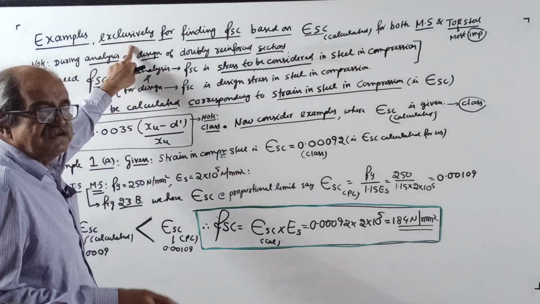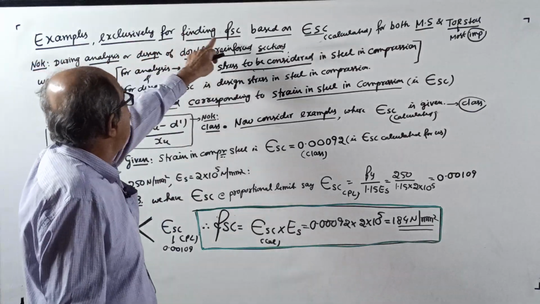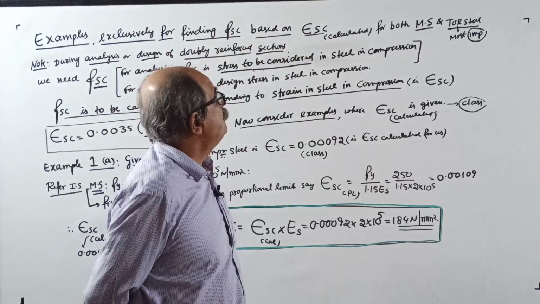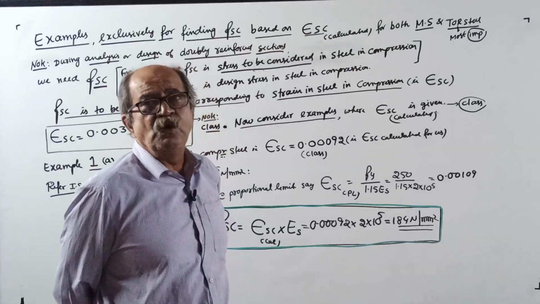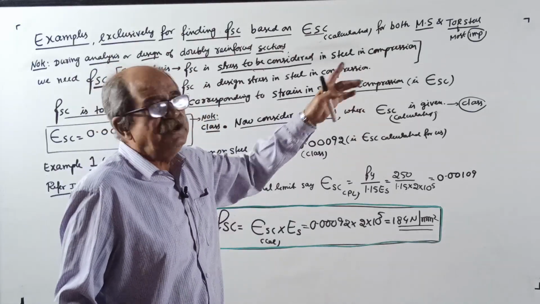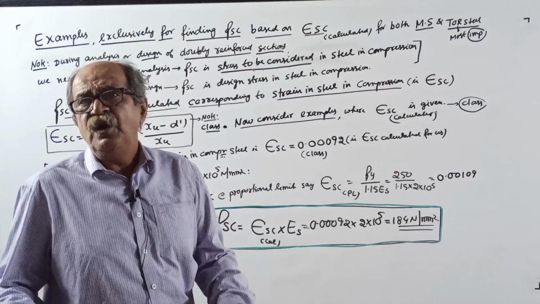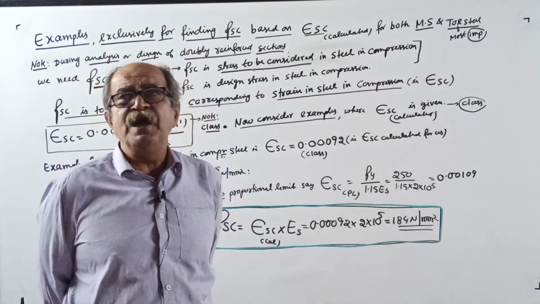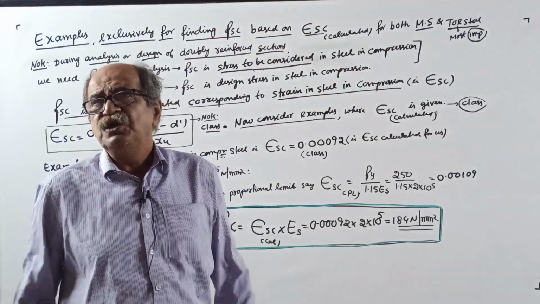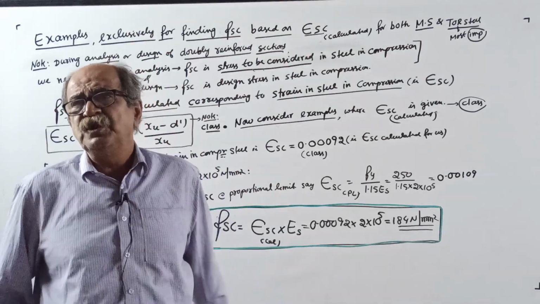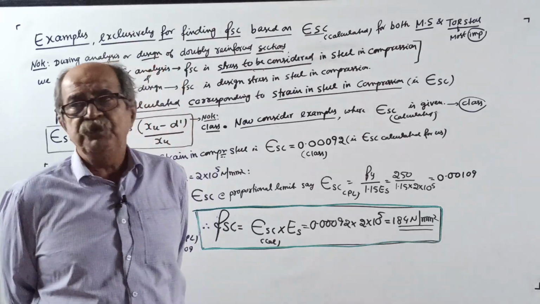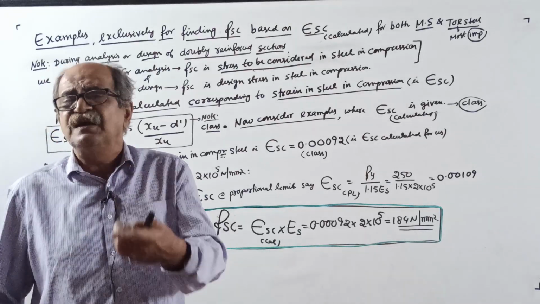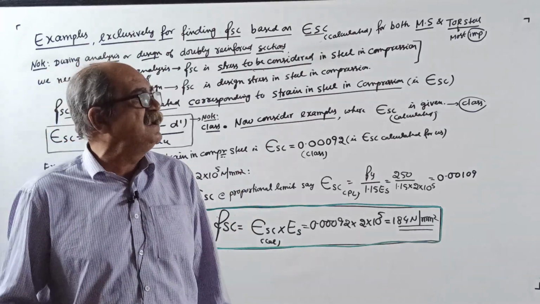Examples exclusively for finding FSC based on epsilon SC calculated for both mild steel and torch steel. Of course, I told torch steel is more important. Now, write the purpose. Once you go through this class thoroughly, in future you will have no difficulty to get FSC value. Of course, during analysis, there will be a trial and error procedure. That will come later. Don't worry about it.